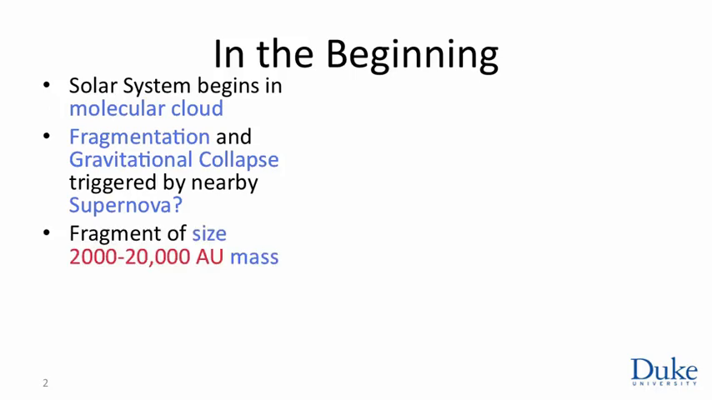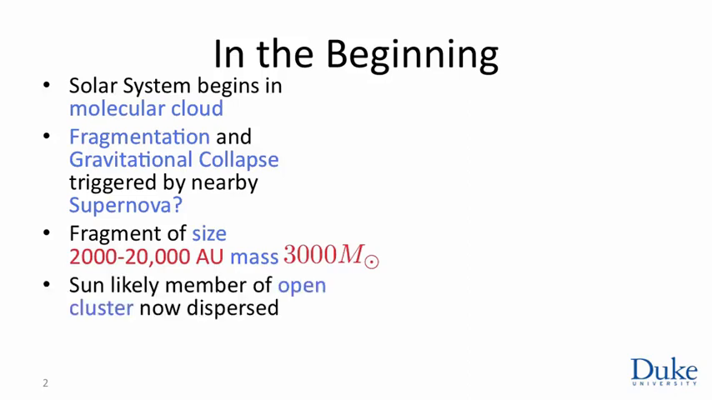The fragment that created our solar system was probably on the order of magnitude of 2 to 20,000 astronomical units in size and with a mass of about 3,000 solar masses. This did not create the solar system. In fact, it created a cluster of between 1 and 10,000 stars.